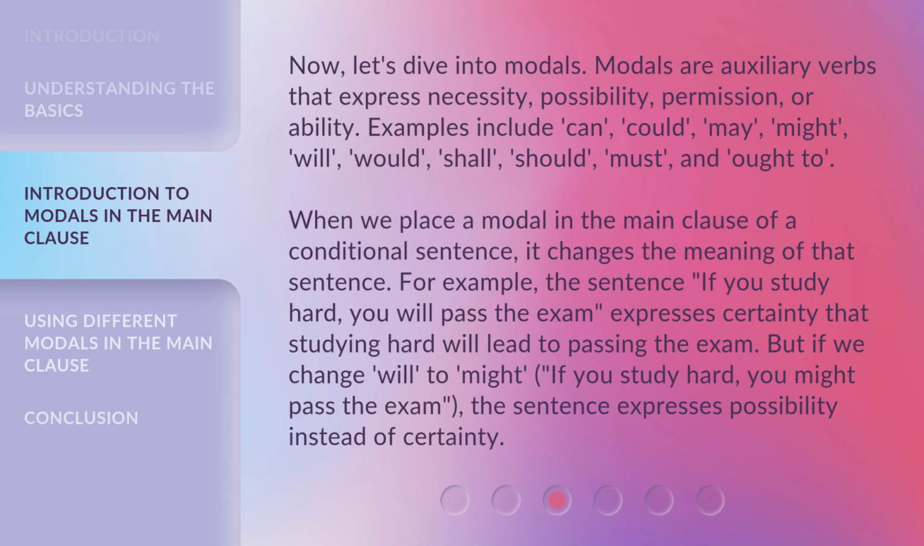For example, the sentence, "If you study hard, you will pass the exam," expresses certainty that studying hard will lead to passing the exam. But if we change will to might, "If you study hard, you might pass the exam," the sentence expresses possibility instead of certainty.